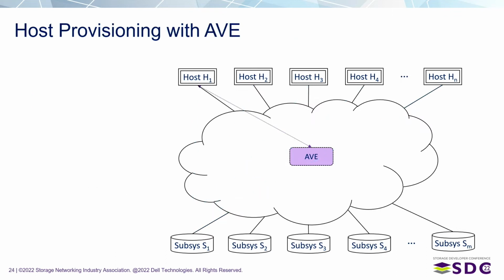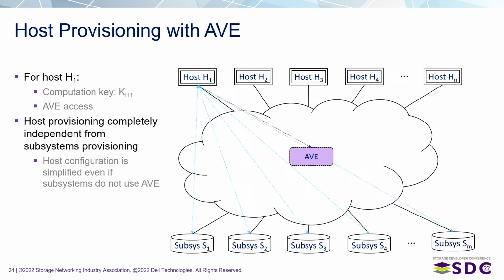And if I look at the host, it's actually the same thing. Look at the host that is able to access the AV: which security provisioning information do I need to put over there? The computation key of the host, H1, and a way to access the AV. That's it. And in this way, the host is able to authenticate all the subsystems. And again, the host provisioning is totally independent of subsystem provisioning and of what other hosts are doing. That host has a way to verify all the responses and so to complete the authentication without the need of anything else there. Same for the other hosts.